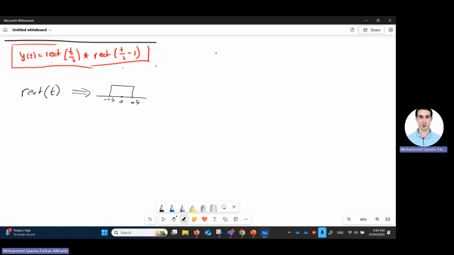And if you recall from the tables, rect of t over tau goes from negative tau over 2 to tau over 2, if I recall well. So in this case, tau equals 1, so it's going to be half and half. Now in this case, I have t over 2, so my rectangle is going to be from negative 1 to 1. Okay, so that's rect of t over 2.